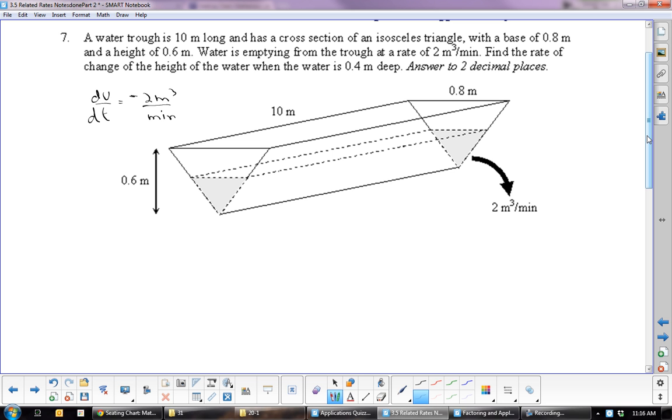Okay. Anything else we should write down? So dH over dt is our unknown when h equals 0.4 meters. Okay, so we always did what we're looking for, diagram.